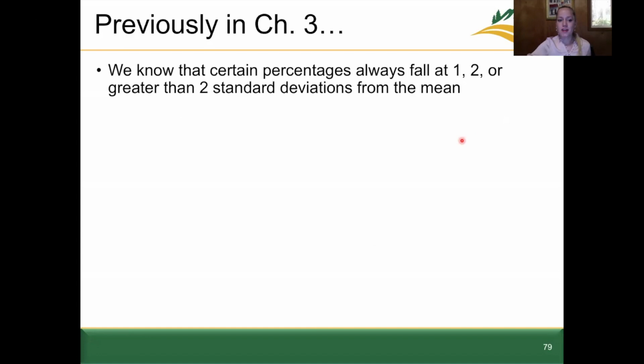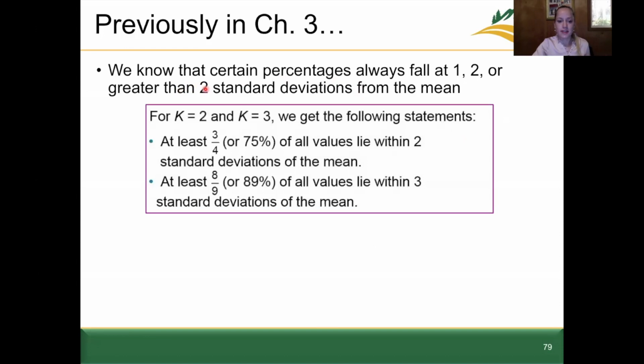Now, before we move on to the rest of Chapter 3.3, recall from previously in the chapter, we know that certain percentages always fall at 1, 2, or greater than 2 standard deviations from the mean. Right, recall this is Chebyshev's theorem, where, for example, at least 3/4 or 75% of all values lie within 2 standard deviations of the mean when k is equal to 2, and when k is equal to 3, at least 89% or 8/9 of all values lie within 3 standard deviations of the mean.